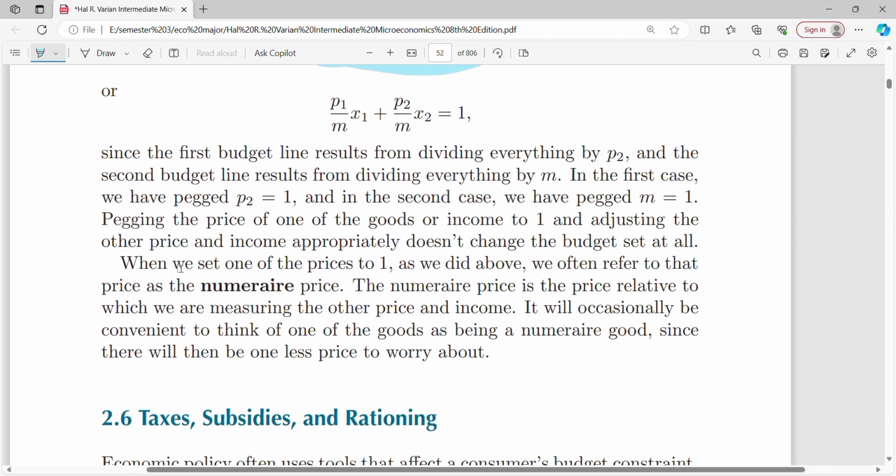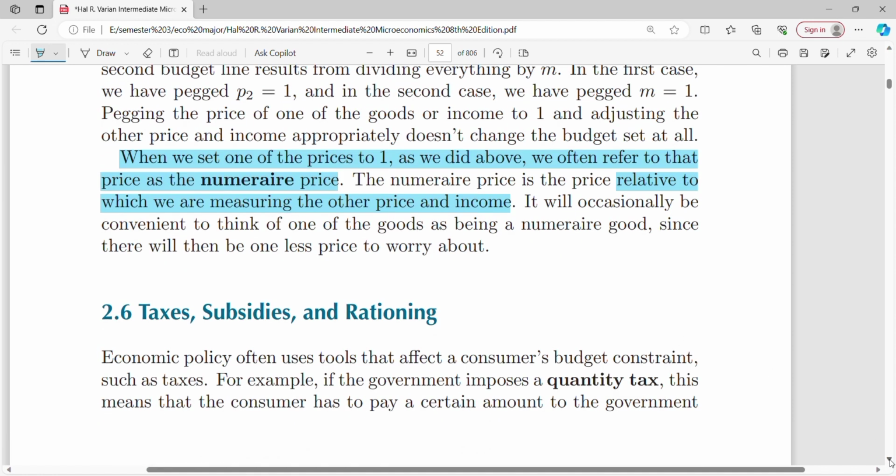That is, when we set a price to 1 as we did above, we often refer to that price as the numeraire price. The numeraire price is the price relative to which we are measuring the other price and income. It is occasionally done, since it is more convenient to think of one good as being a numeraire, as there will then be no other prices to worry about. We can just take account of one price only, right? So that's it with numeraire.